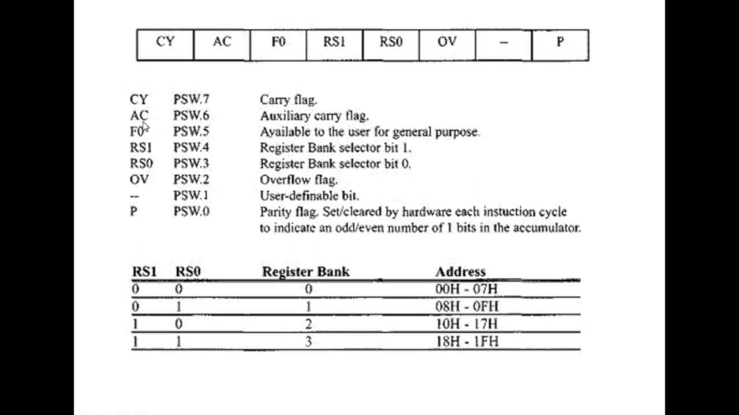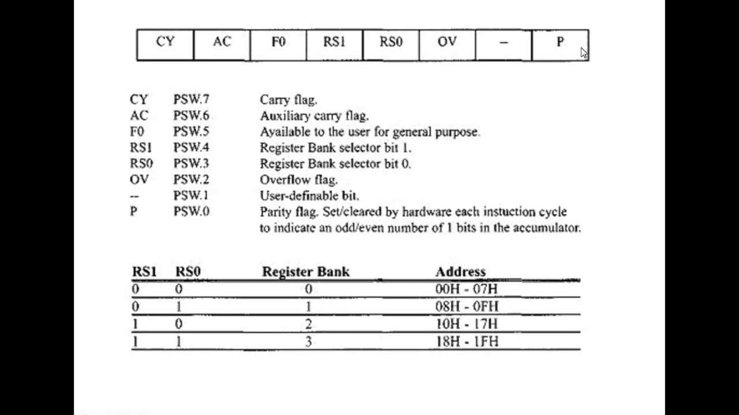And coming to the next one, the auxiliary carry flag. This means that if a carry is generated from the lower nibble to the higher nibble, that means from the third bit to the fourth bit, then the auxiliary carry flag is set.